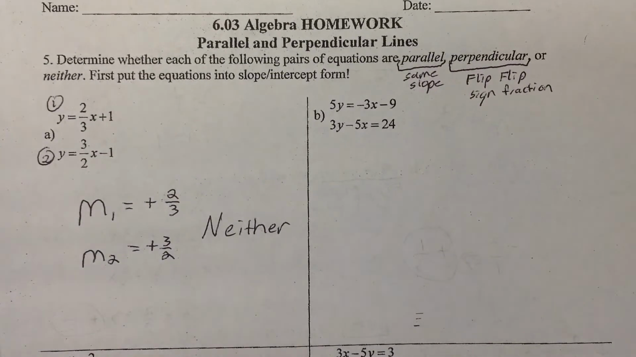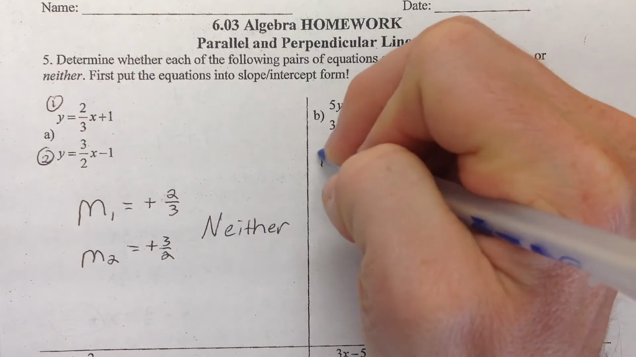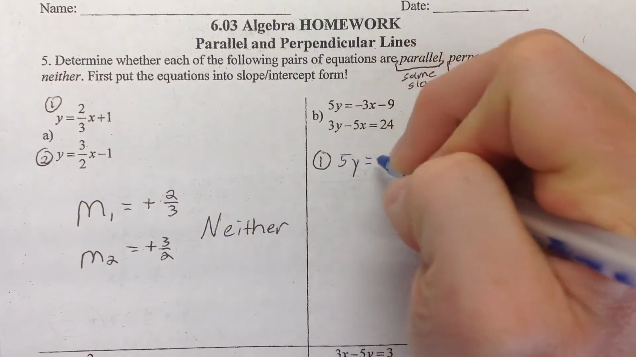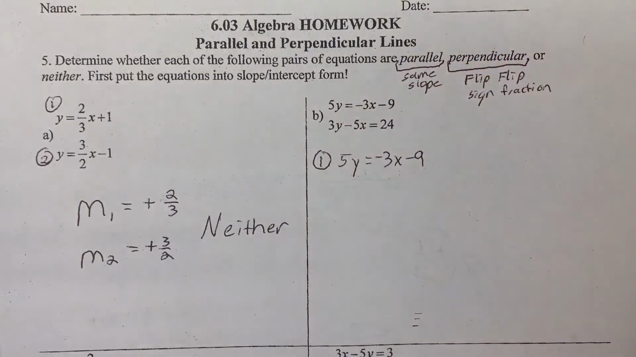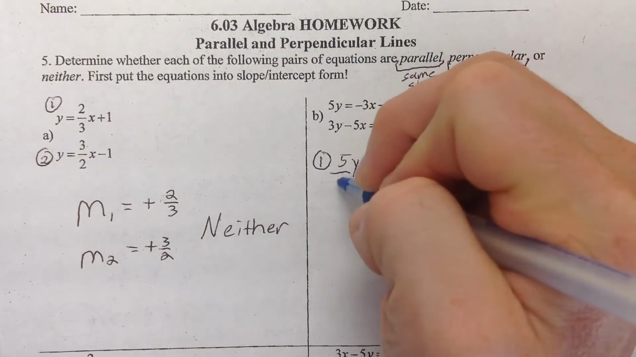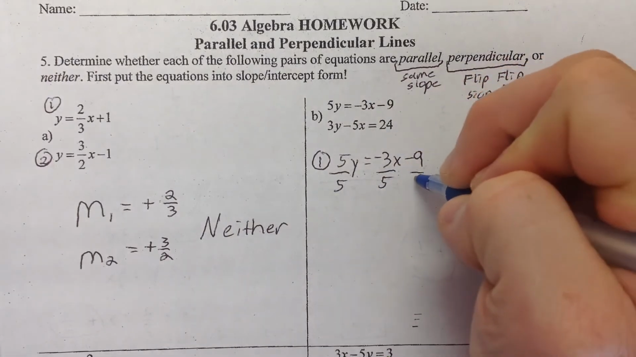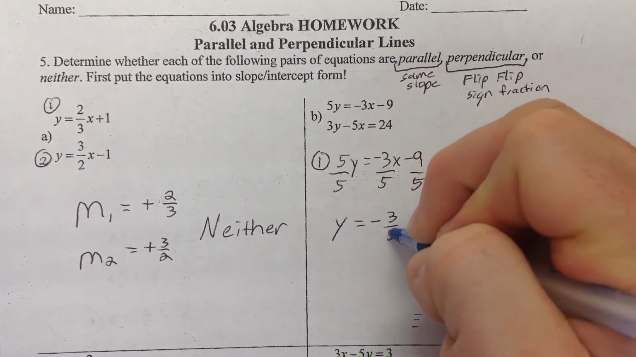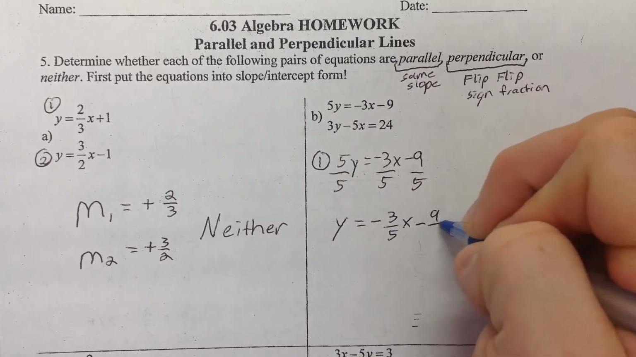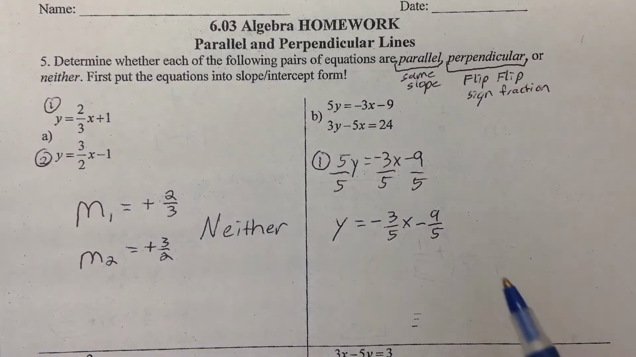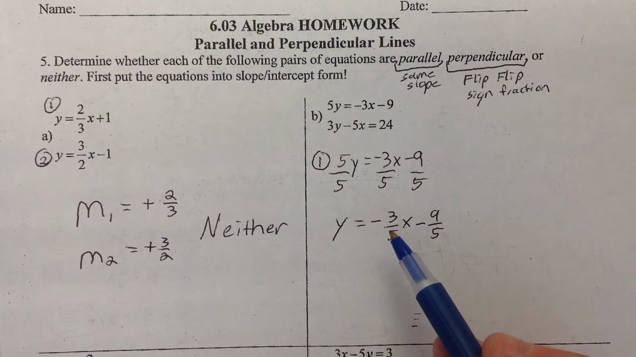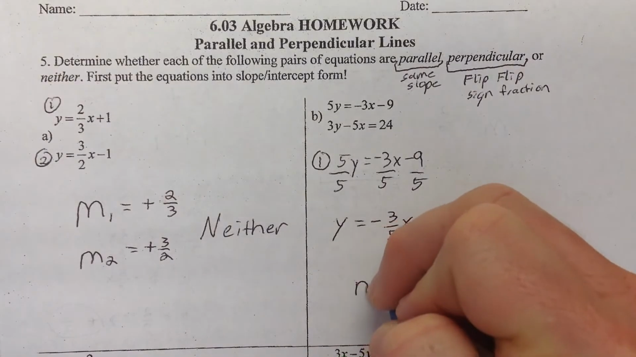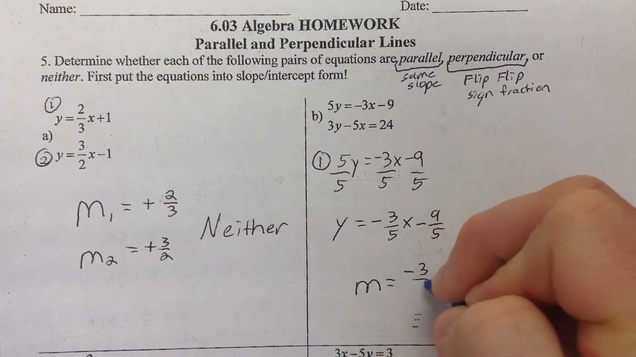Okay, now if we look at B here, the problem that we're going to run into with B is that in both of these the y is not by itself, so we're going to have to do a little work here. So let's start with equation 1. 5y equals negative 3x minus 9. So we got to get the y by itself. Divide by 5, divide by 5, divide by 5. y equals negative 3/5 x minus 9/5. Okay? So again, I've got these two numbers here, but I know this one is my slope because it's next to the x. So here my m is negative 3/5.